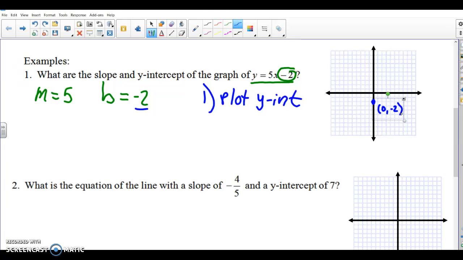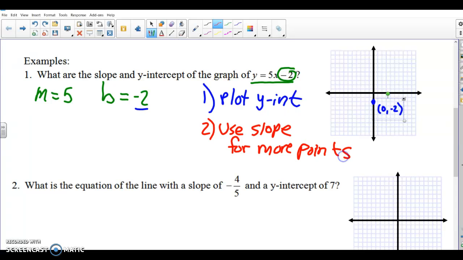So now what we're going to do after that is use the slope to get a few other points. So we're going to start at that y-intercept. If we know the slope is 5, what that means is 5/1. So that means I need to go up 5 and then to the right 1. At that location, I'll put a new point. So I'm going to go up 5, 1, 2, 3, 4, 5, and then over 1. So this point right here is going to be my next point.